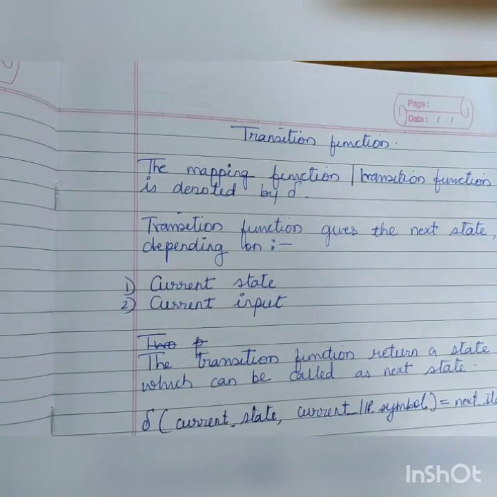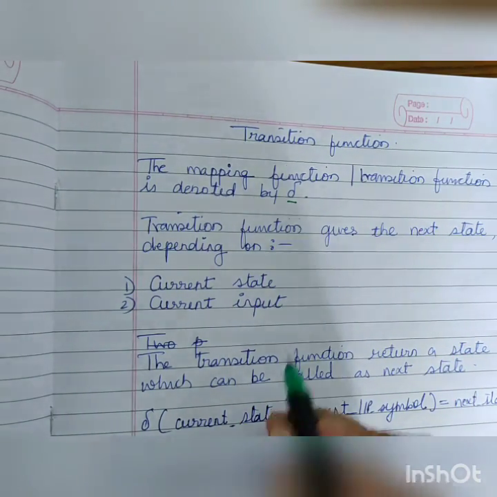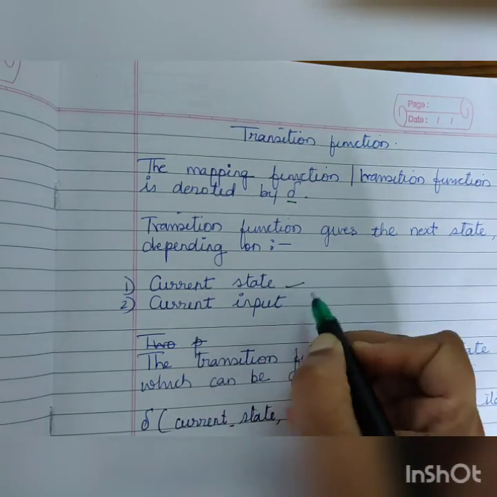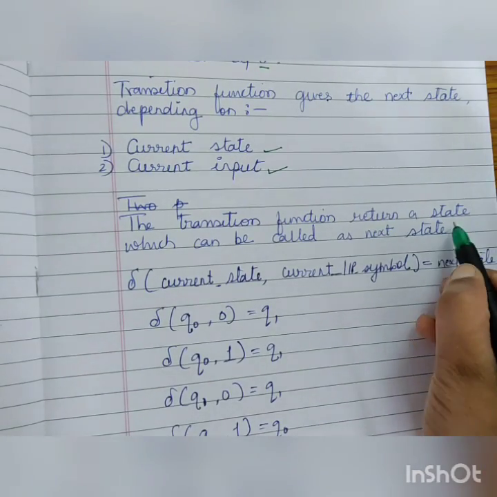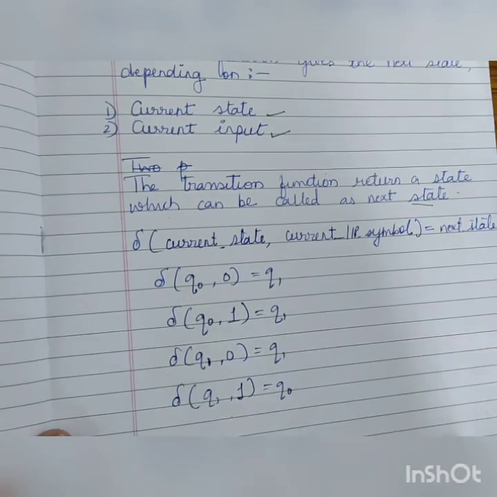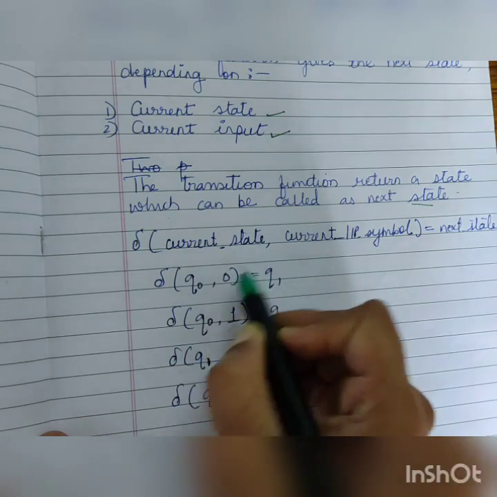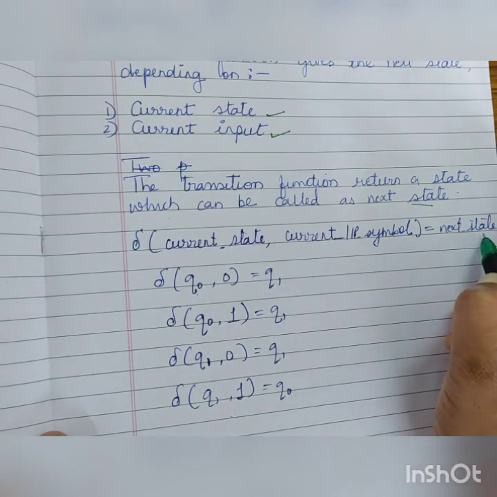And last is the transition function, that is the mapping function. It is denoted by the symbol delta. The transition function gives the next state depending on the current state and the current input. The transition function returns a state which can be called the next state. It can be represented with such syntax, where the transition function delta consists of a current state, comma, current input symbol, which moves to the next state.